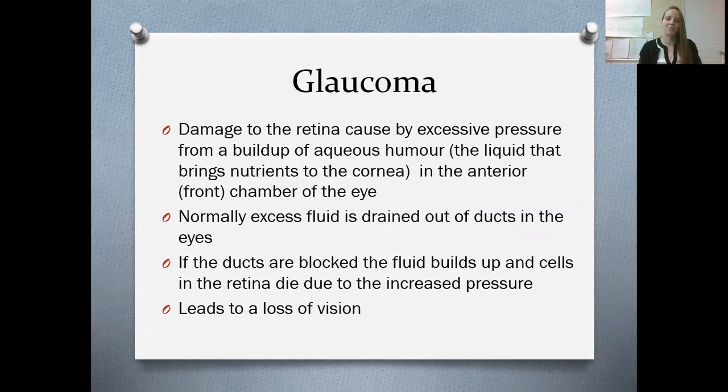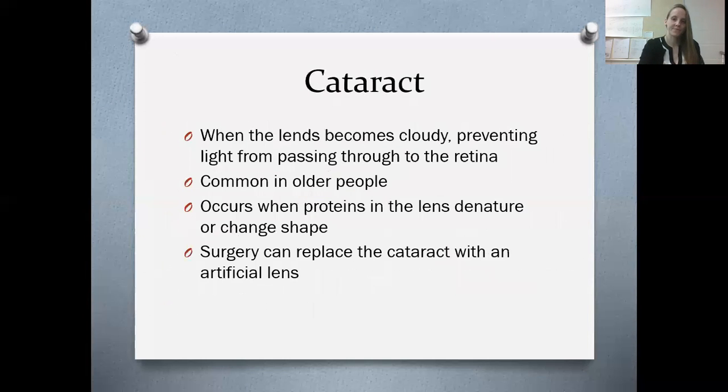Glaucoma is essentially when the retina is damaged because you have excessive buildup of pressure in your eye. Usually excess fluids in your eye are just going to be drained out through your tear ducts. But if those tear ducts get blocked up, then you can have a buildup of cells there, which then causes a buildup of fluid. And that increased pressure inside the eyeball can eventually lead to the cells of the retina dying, and that leads to a loss of vision.